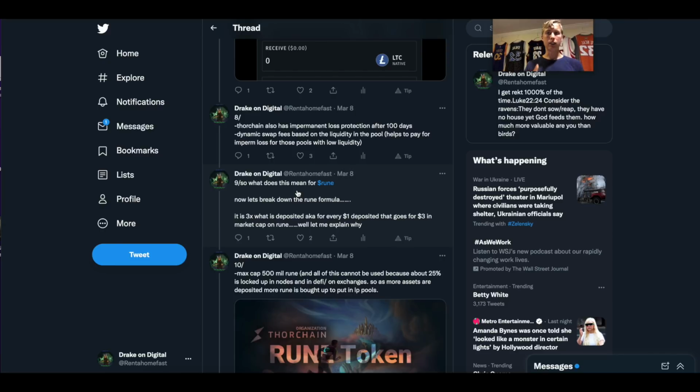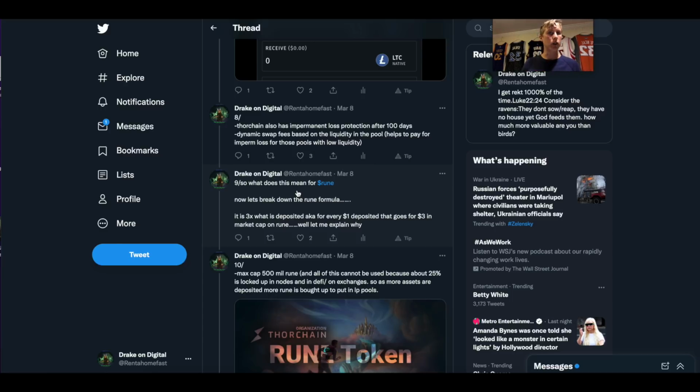If we look at section 9, it says, now let's break down the RUNE formula. It is 3x what is deposited. So here's the example. If I deposit $1 into ThorChain, $3 will go to the market cap of RUNE. So let's put this into relation. If there's $1 billion worth of Bitcoin deposited into ThorChain, that will juice the market cap of ThorChain by $3 billion. Remember, the $100 ThorChain price, that's about a $20 billion market cap.